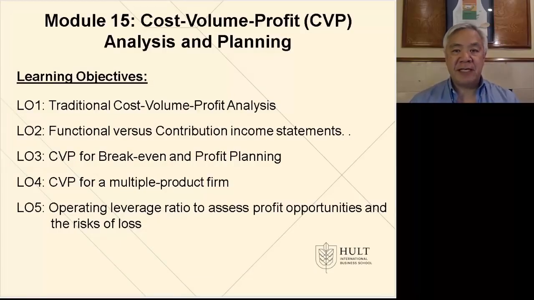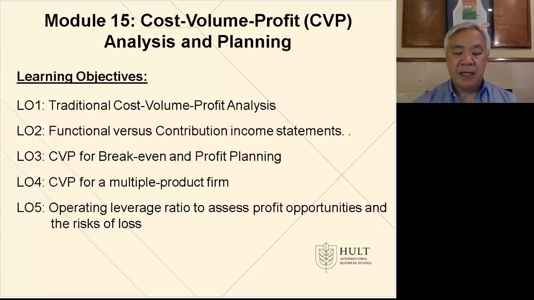Let's look at module 16, which is CVP, cost volume profit, analysis and planning. There are 5 learning objectives in this module. One is looking at the assumptions and purposes of CVP. Second is looking at the organization of a functional income statement versus a contribution income statement. For GAAP, we were focused primarily on function, such as SG&A or cost of goods sold. However, when we're running the company, we need different kinds of information depending on the cost behavior. And we'll get into that one.